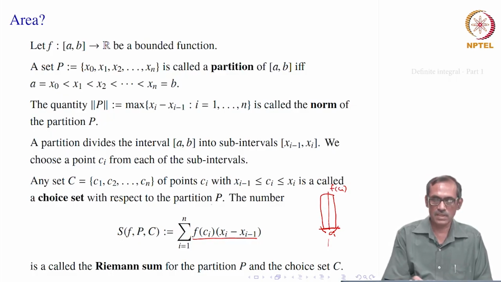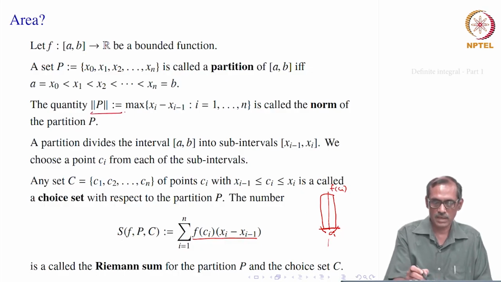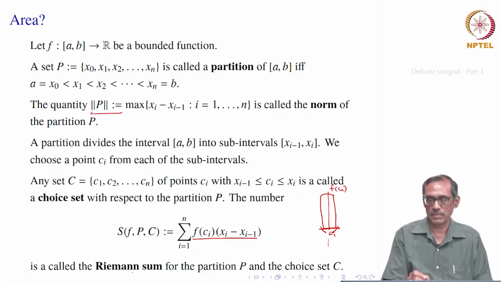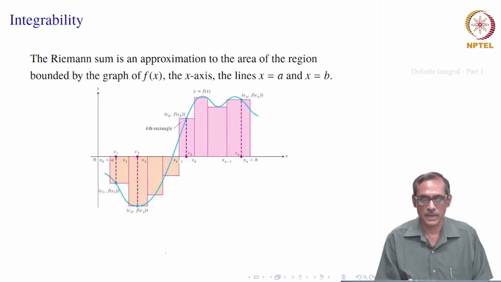Our idea is that this is an approximation to the area, and it will equal the area when each of these lengths xi minus x(i-1) goes to 0. In that case our norm of P, which is the maximum, will go to 0, and when the norm of P goes to 0, each of these lengths also goes to 0, and that is exactly our definition of the area.